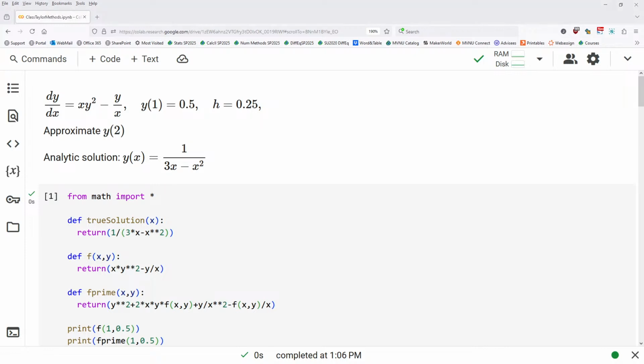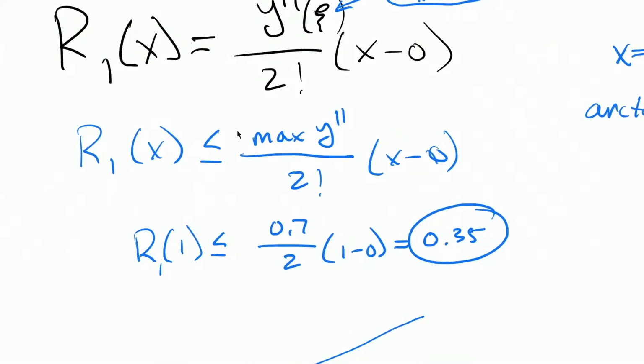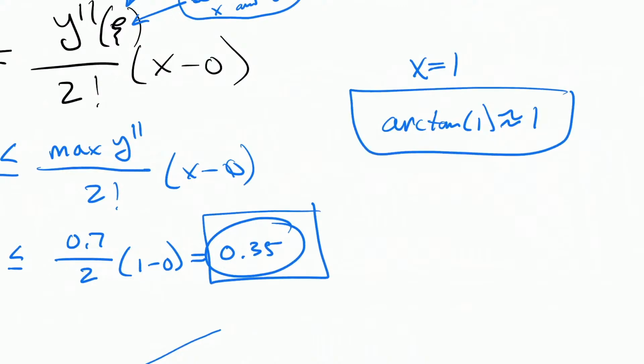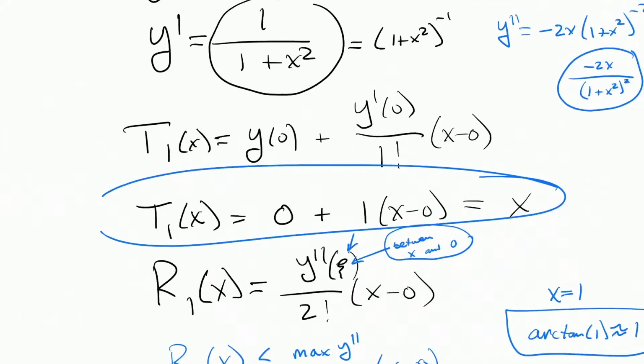So pi over 4, what is pi over 4? 0.78? Something like that, around 0.78, I think. So that means that, oh, this was a pretty good prediction. See, my polynomial gave me this, and my remainder was this. So yeah, I am within 0.35 of the truth, for sure. Okay, so that's a quick reminder of that. Now let's go back to the problem at hand.